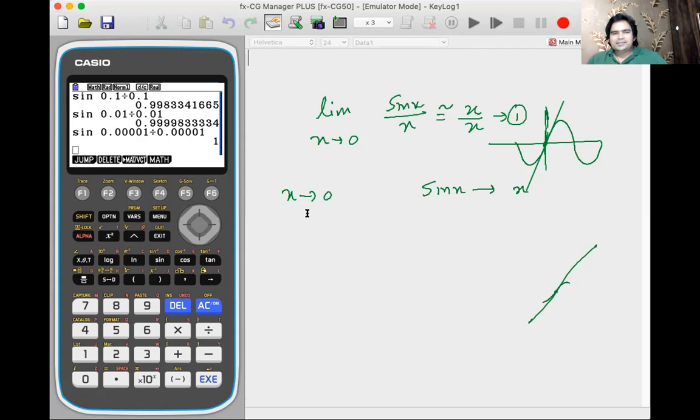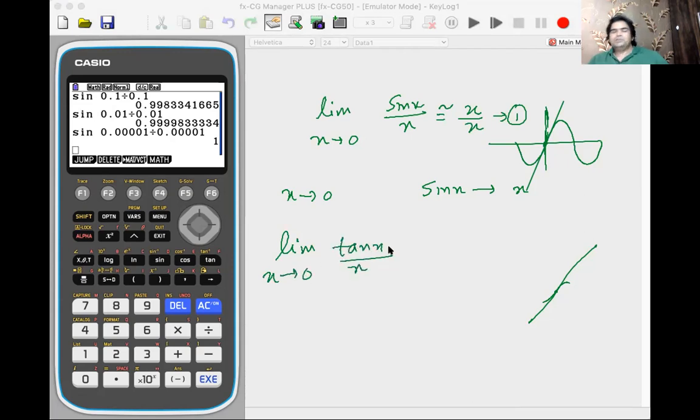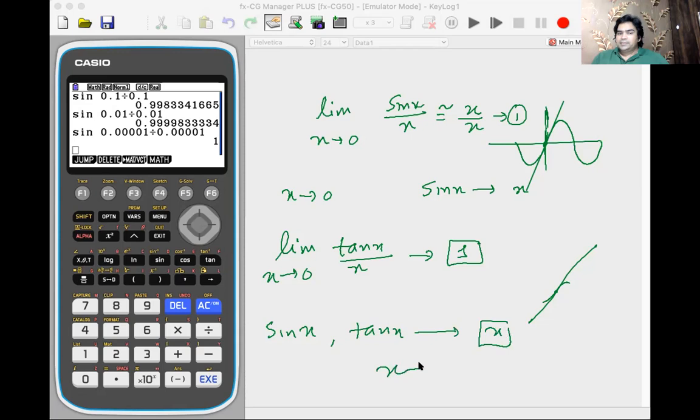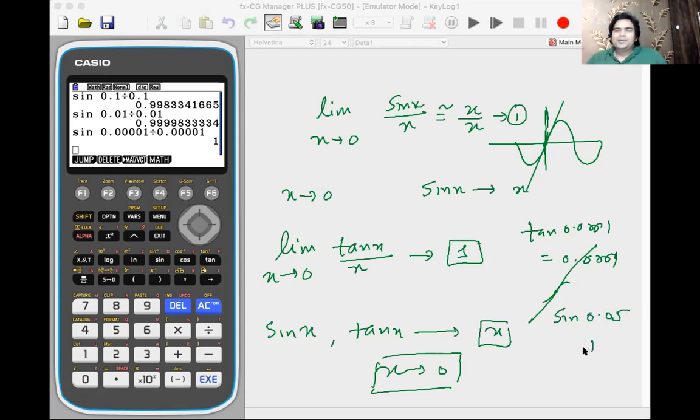And so it is with the tan x graph. This is the limit formula for tan x. As x tends to 0, tan x over x will also equal 1, because sine x and tan x both become close to the x value as x approaches 0. So if you're finding the value of tan 0.0001, it is the same as 0.0001. If I'm finding sine of 0.05, this answer is going to be approximately 0.05. So this is a basic formula that we use in limit evaluation.